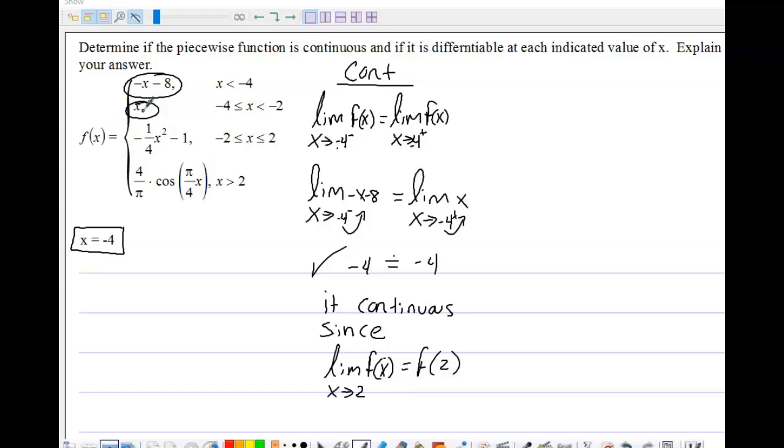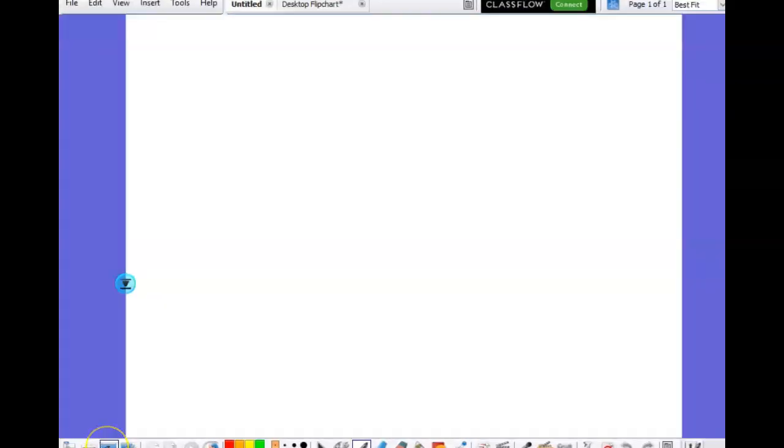Now we want to see if it's differentiable. For a function to be differentiable, we're going to do the same thing, but with the derivative. So the derivative of the top piece is -1, the derivative of the next one is 1, the derivative of the one after that is -1/2, and the derivative of this next one is kind of interesting. I'll show my work on another page here.